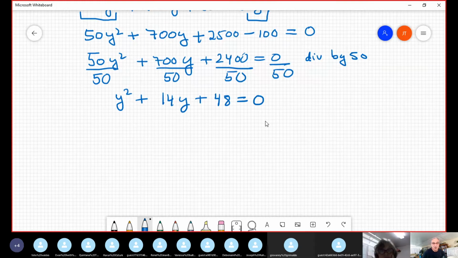Therefore, how do you propose solving this quadratic equation, using the quadratic formula or by factorization? What do you think? I think you can factor it. Yeah. And what's the combination?